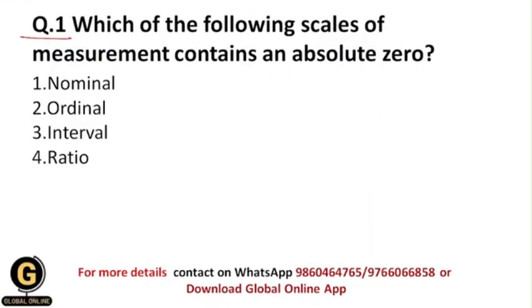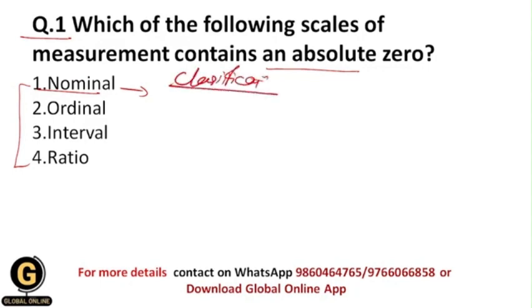Question 1 is, which of the following scales of measurement contains an absolute zero? Here they have given you four scales of measurement: nominal, ordinal, interval and ratio. From these scales of measurement, which contains an absolute zero? Students, let us see one by one all the scales of measurement. Nominal. In the nominal scale, you can classify your variable only. Whatever data you have, you can only classify it. So there is only classification of the variables in the nominal scale. Then within the ordinal scale there is classification and order.